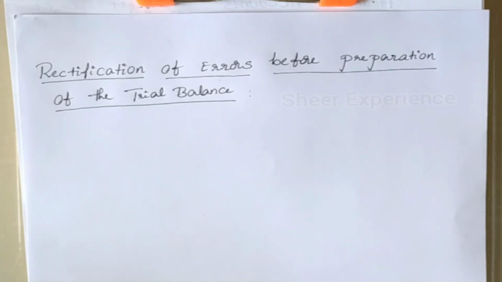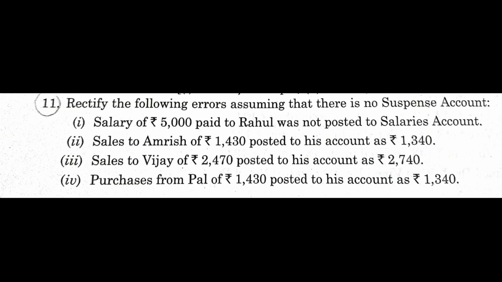In the last video, we have seen the introduction of rectification of errors. Today we will solve a problem. Question can be asked in two ways. First way is rectify the following errors and assume that there is no suspense account.